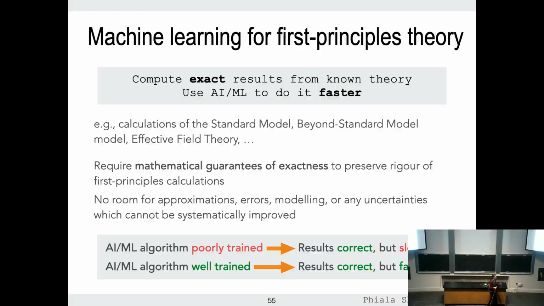And so what I have to do is set up the machine learning as part of my workflow like this, such that if it is poorly trained before I even optimize anything, I get the correct results. If it's well trained after I've optimized, I get the correct results, but ideally much faster. And ideally that faster is the difference between something being possible and not being possible, right? I need to have mathematical guarantees that I'm still doing a first principles theoretical physics calculation, otherwise what's the point?